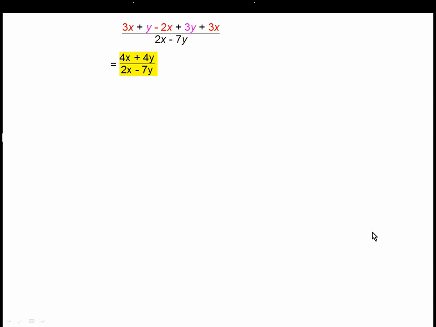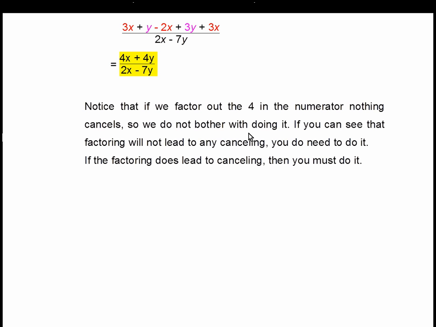But if you go to all the trouble to factor, and then you notice that nothing cancels, I wouldn't undo it. Okay, so if you can tell before that the factoring won't cancel, just leave it alone. So again, factoring out the 4 doesn't lead to any canceling, just leave it as is.